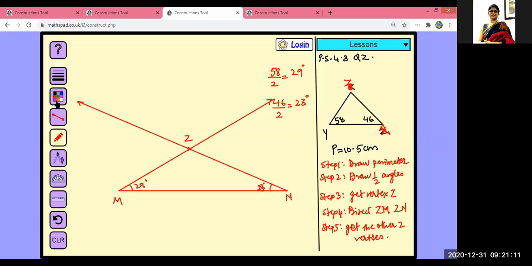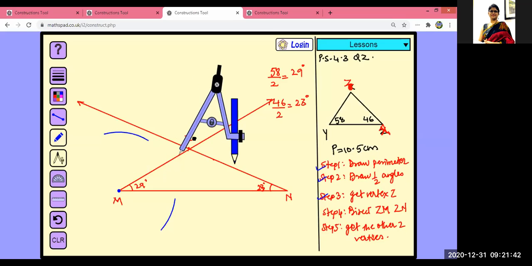So far we have completed step 1, 2 and 3. So we have got the vertex Z, and now we have to bisect ZM and ZN. And how do we bisect? With the help of a compass. Place the steel point on point M, take distance more than half, right? And we draw arcs on both the sides. So draw arc on one side and then draw arc on other side like this.